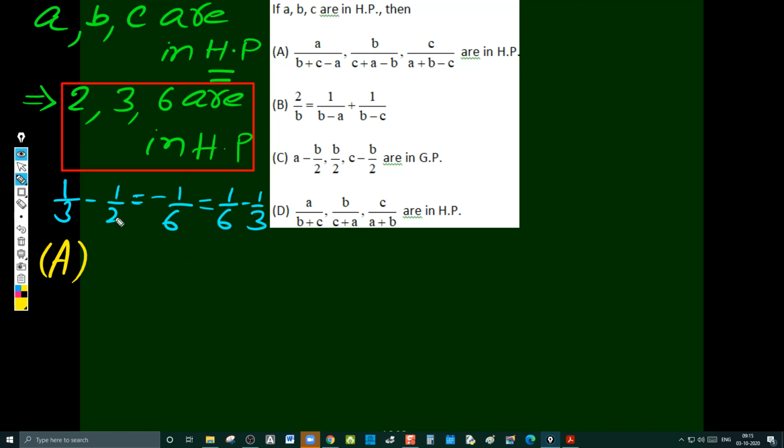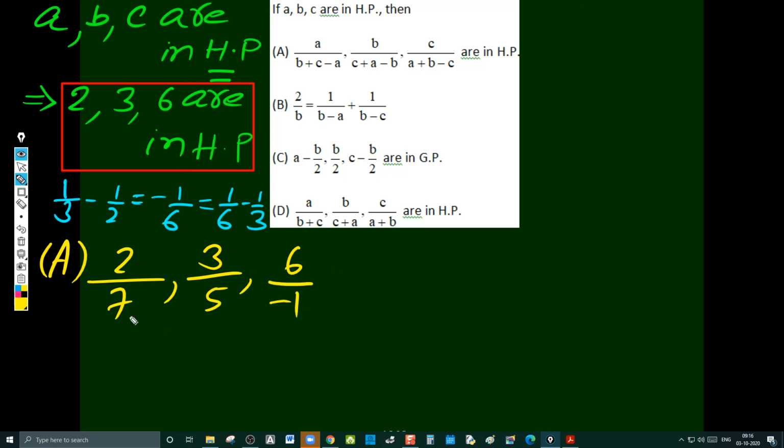Dhananjay, B plus C minus A, that's done. B plus C is 9 minus 2, 7. Or B divided by 3 divided by C plus A minus B, 8 minus 3, 5. Or C divided by 6 divided by A plus B minus C, minus 1. A plus B minus C is minus 1. Check whether they are in HP or not.